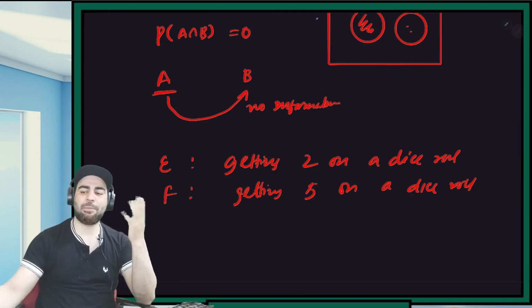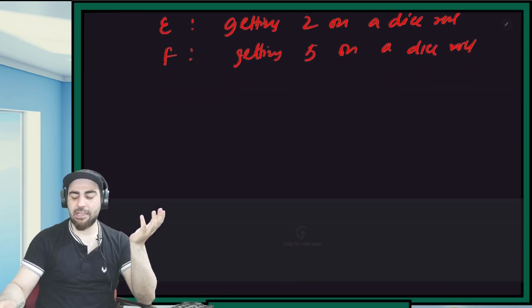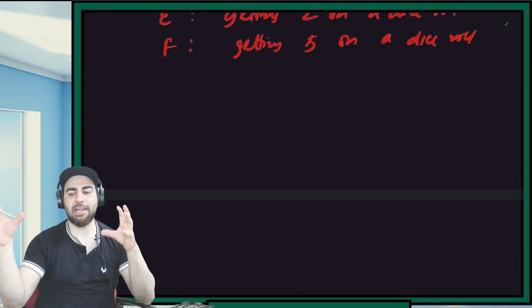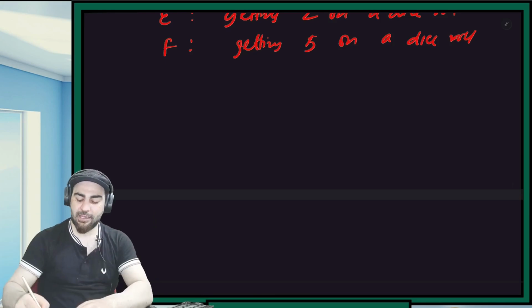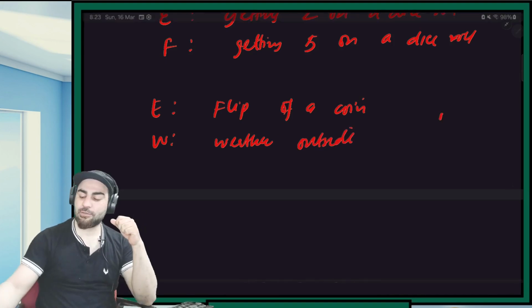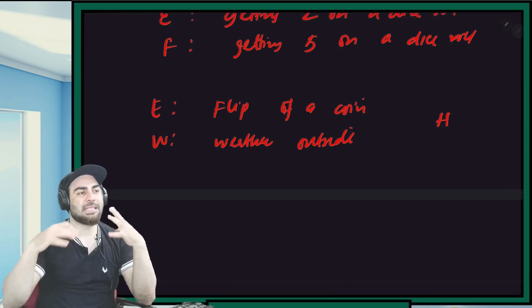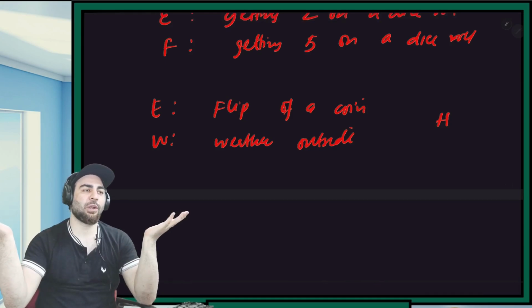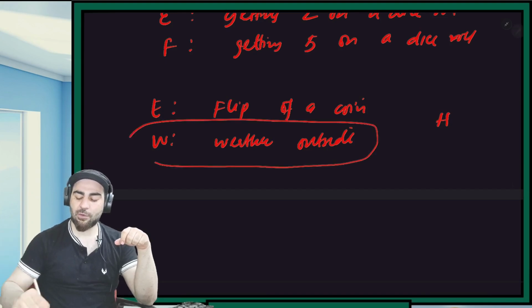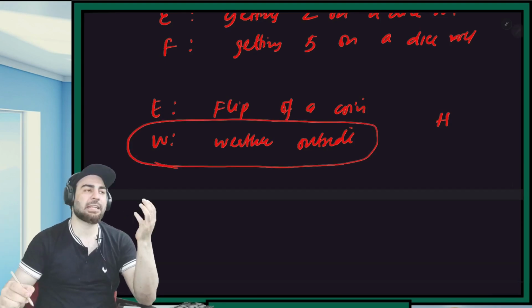So what are the independent events then? Independent events are the events where the happening of one gives me no additional information. Let's suppose I have an event E, which is the flip of a coin, and then W, the weather outside. If I flip a coin and I got head, does this head tell me anything about the weather outside? No, it does not. If somebody told me that head or tail happened, my probability of what the weather is outside does not change. So this evidence is irrelevant.